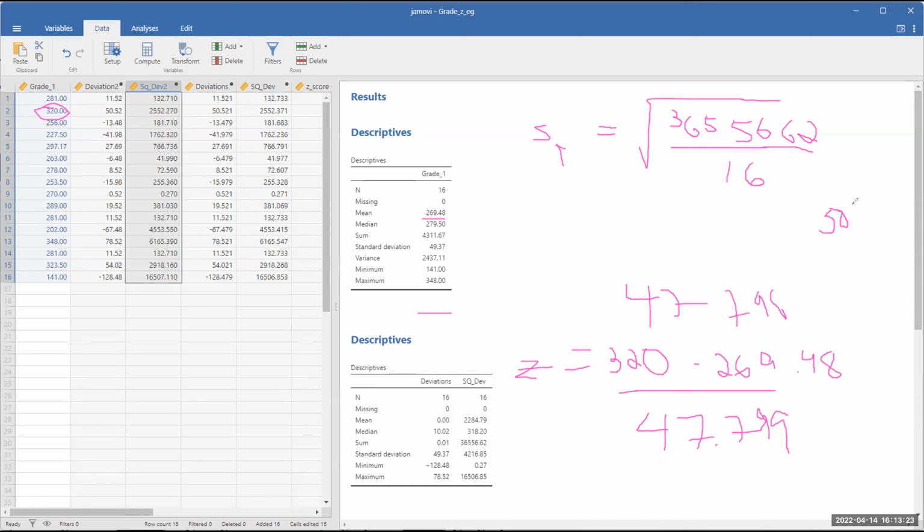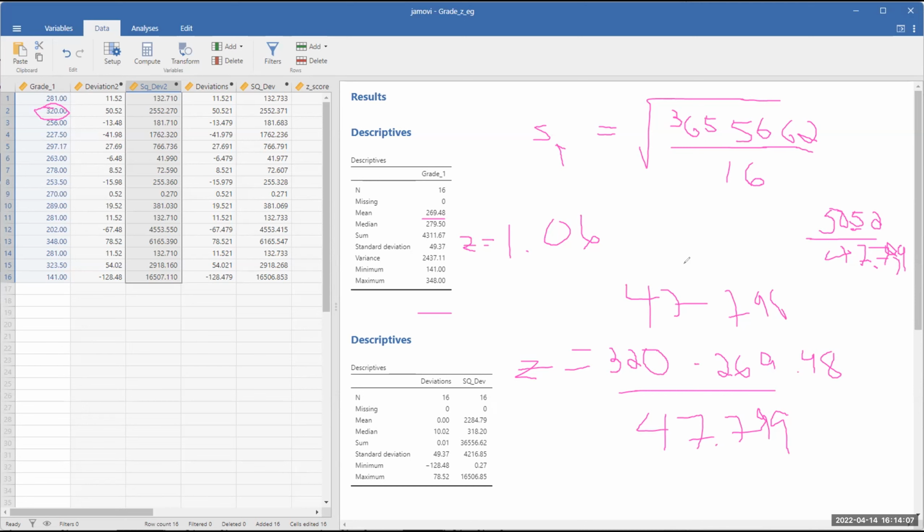So right now we have 50.52 on the numerator. That's a decimal point there. I can't really see it. Over 47.799. We can see that the score that this person with 320, his or her score is greater than the mean, which we already saw, right? 320 is greater than 269. So we know that the z-score has to be positive, right? So let's divide 50.52 divided by 47.799 equals 1.06. Z-score is 1.06, okay?